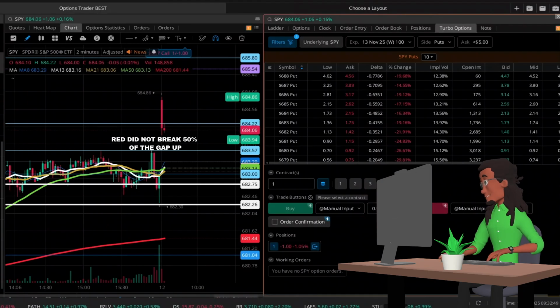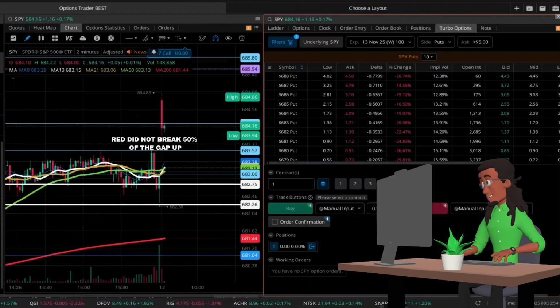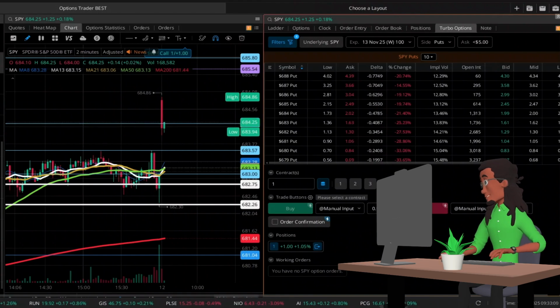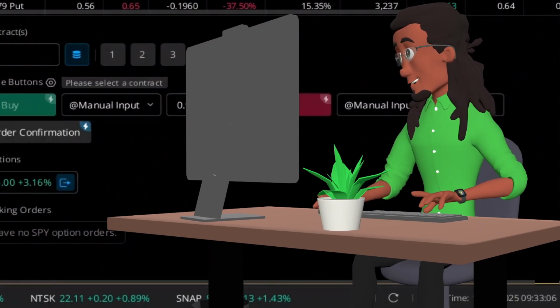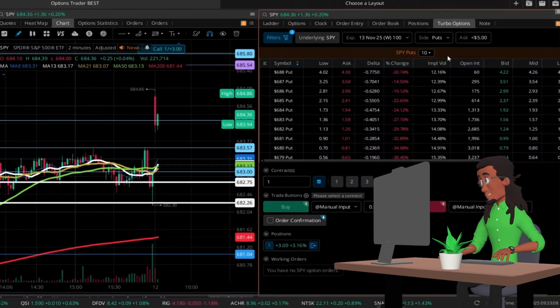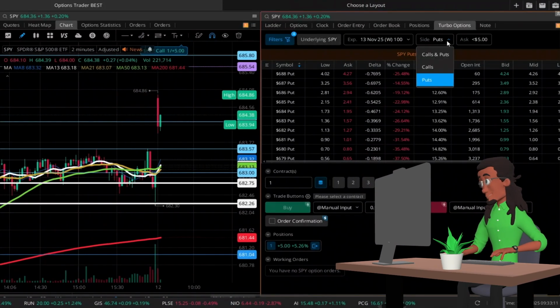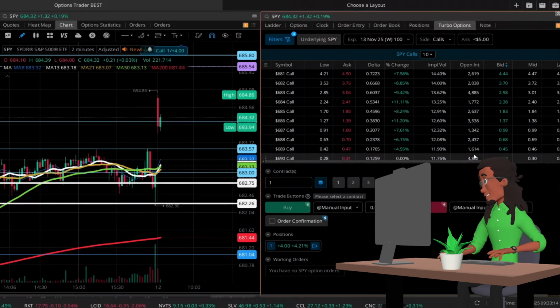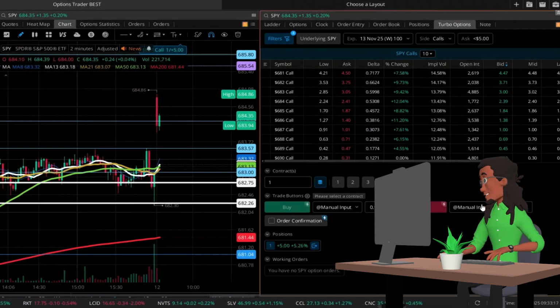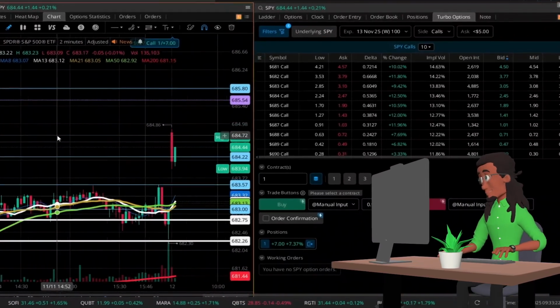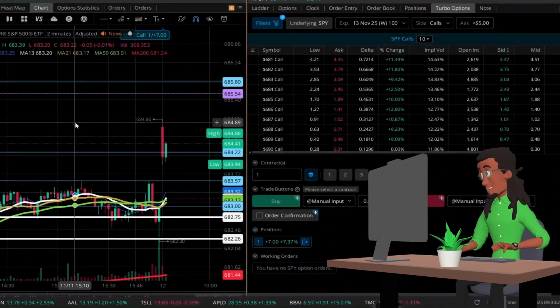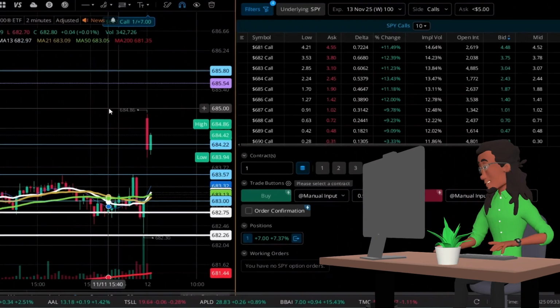All right, so the red did not break the 50% of the gap up, but we can't really see that right now because I did not fill in the gap. But because it did not break it, I bought a call. So now I'm in a call, and we're moving up back towards 685.54. I'm looking at this move down as if it respected the 50% support level. And now we're looking to see if this green bar is going to take out the red bar.